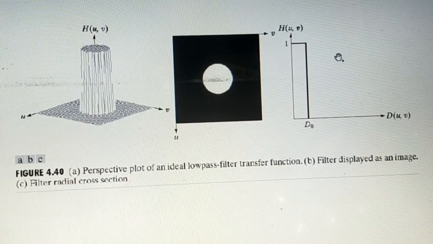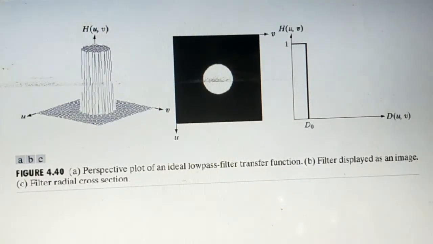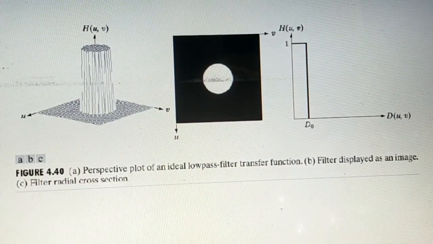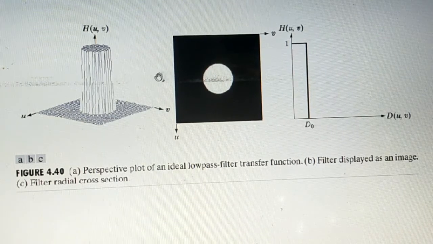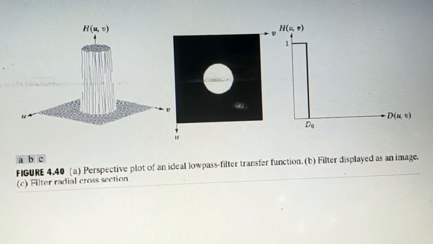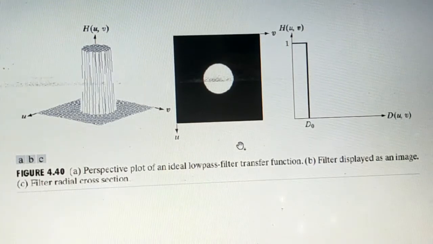Whichever plot gives a better understanding in a particular application about the filter, you may use any of these three representations of the filter capital H of U comma V.